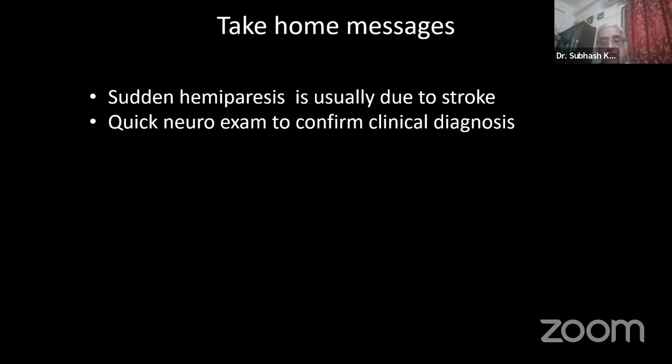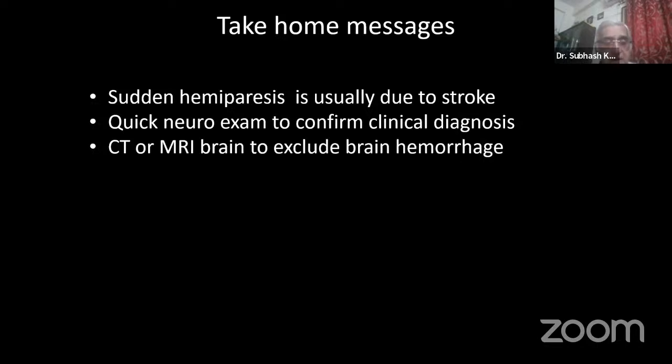Do a quick neuroexamination to confirm the clinical diagnosis, and a good neurological examination should not take more than 2 to 3 minutes. You have to only see whether the patient is conscious or not, right? Is he answering? Is he talking? Is he able to smile? Is there any facial asymmetry? Ask him to put both his hands up. Ask him whether he can walk. So just by this normal thing, in 3 or 4 minutes, you can come to a good neurological deficit assessment. And CT or MRI brain should be done to exclude hemorrhage.